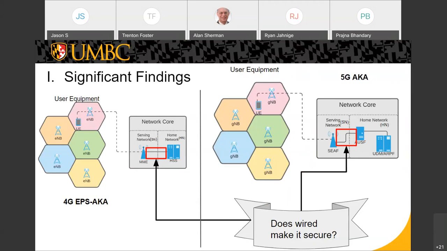There are also sequence numbers used in 5G AKA to make sure that there's no replay attack, in the sense that the messages are not replayed. What the sequence number actually does is check the freshness of a message. Though the user equipment checks for the freshness of the message, the home network doesn't. So next slide, Jason will be talking about the motivation.